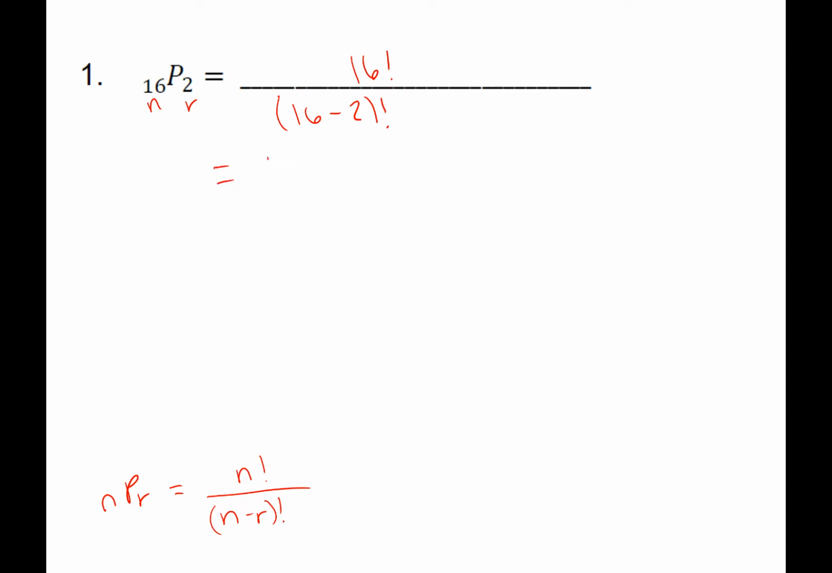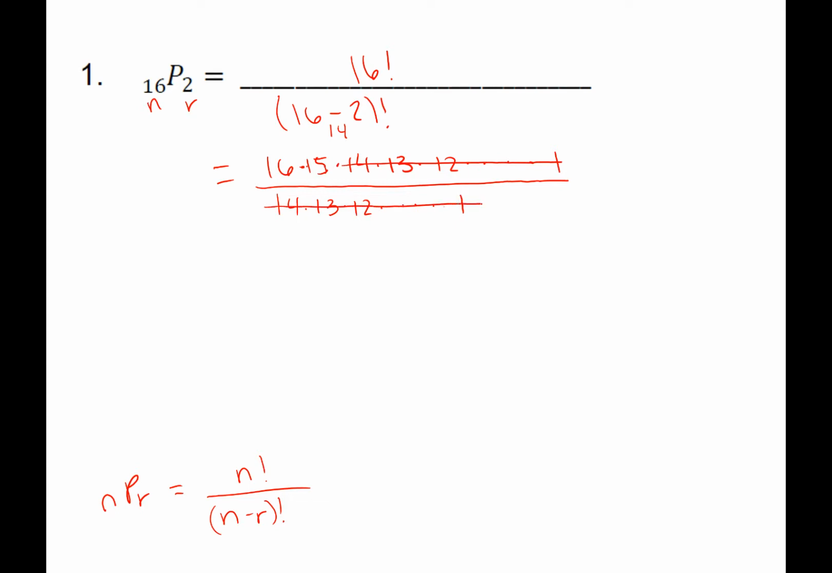16 minus 2, factorial in the denominator. So we would have 16 times 15 times 14 times 13 times 12, dot, dot, dot, all the way down to 1. On the bottom, we would have 16 minus 2, which is 14. So I would have 14 factorial, or 14 times 13 times 12, all the way down to 1. So I can cancel 14 down to 1 and 14 down to 1. And then I'm just left with 16 times 15, which is 240. And that would be your final answer.